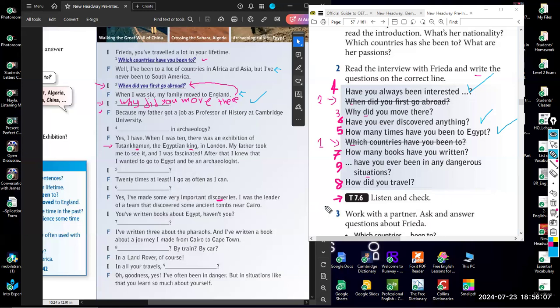You've written books about Egypt, haven't you? How many books have you written? I've written 3 about the pharaohs, and I've written a book about a journey I made from Cairo to Cape Town. How did you travel? By train? By car? In a Land Rover, of course.